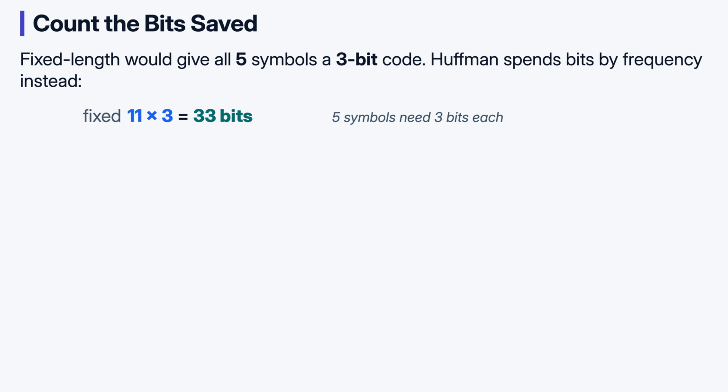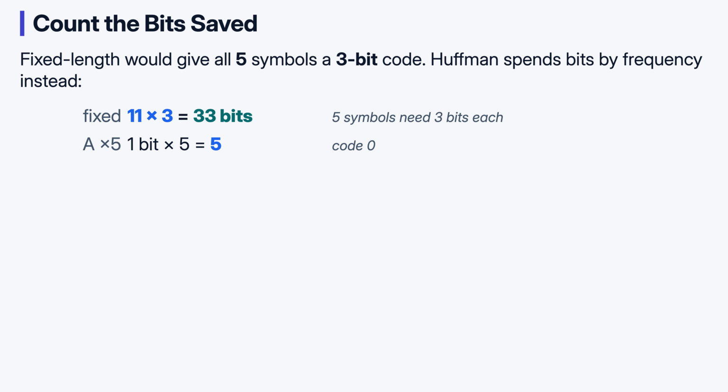Let's count the saving. A fixed-length code needs 3 bits per symbol, because 3 bits cover 5 distinct symbols. 11 symbols times 3 bits is 33 bits. Now Huffman, symbol by symbol.